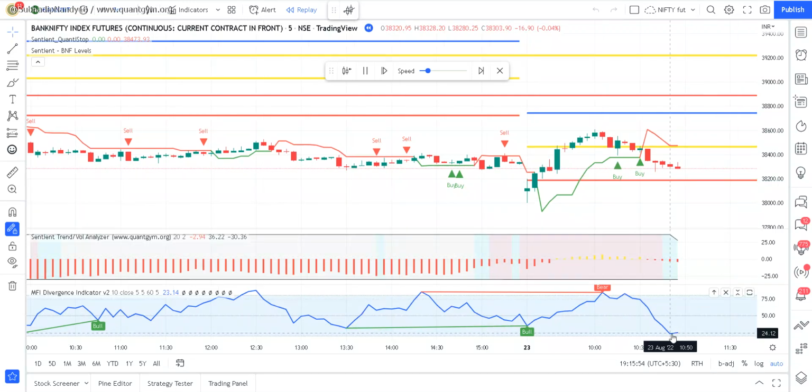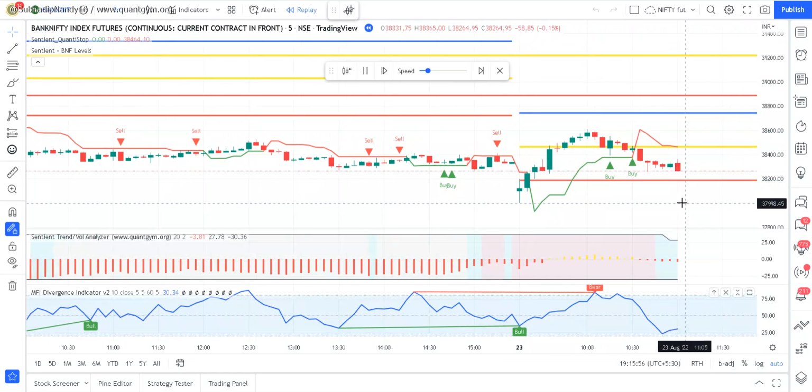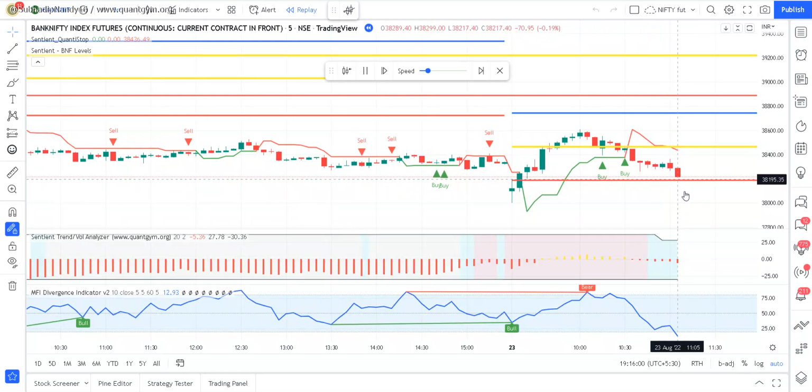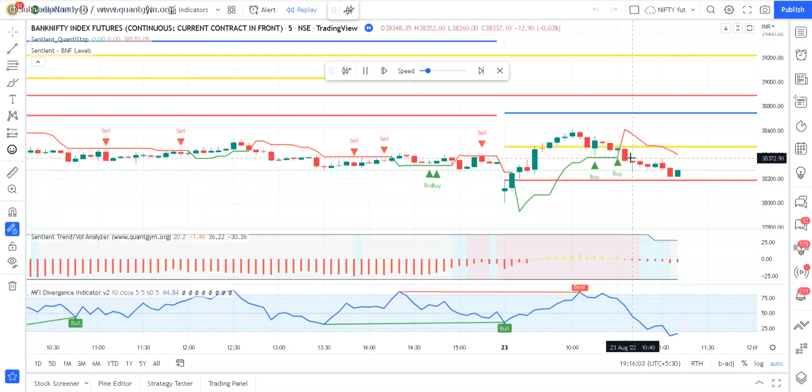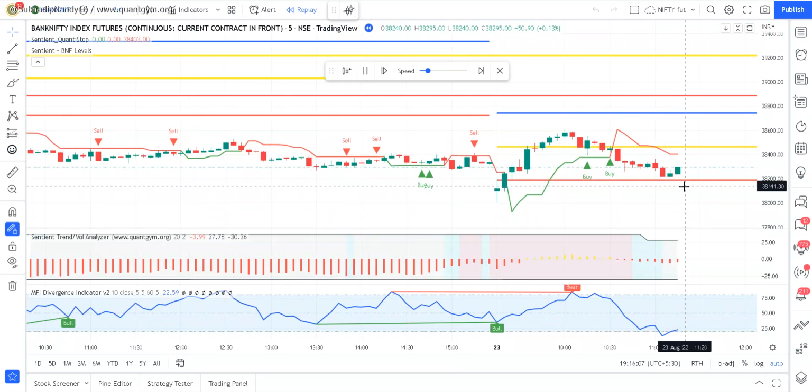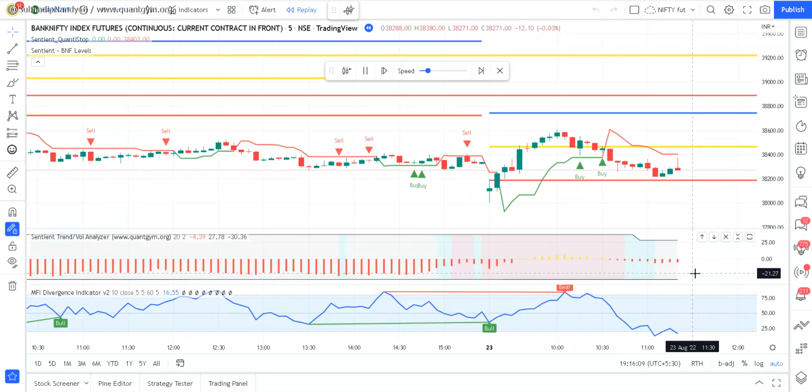Came down. If you see MFI, it is coming into an extreme oversold territory somewhere around here. A small divergence. Yeah. It's almost near the lows. So if you short it out here, if you do a 1 minute chart, you will probably get stopped somewhere around here. Okay, now it's again going up.